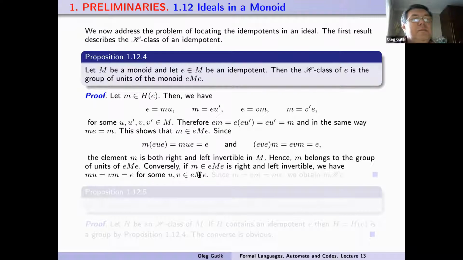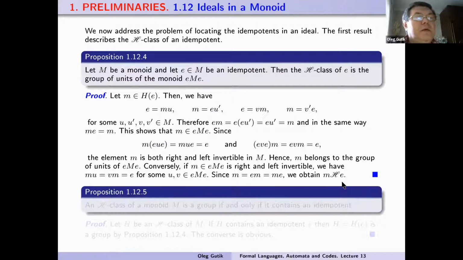Conversely, if m, an element of eMe, is right and left invertible, we have that mu = vm = e for some elements u and v from the monoid eMe. Since m = em = me, we obtain that m and e are H equivalent. This completes the proof of the proposition.